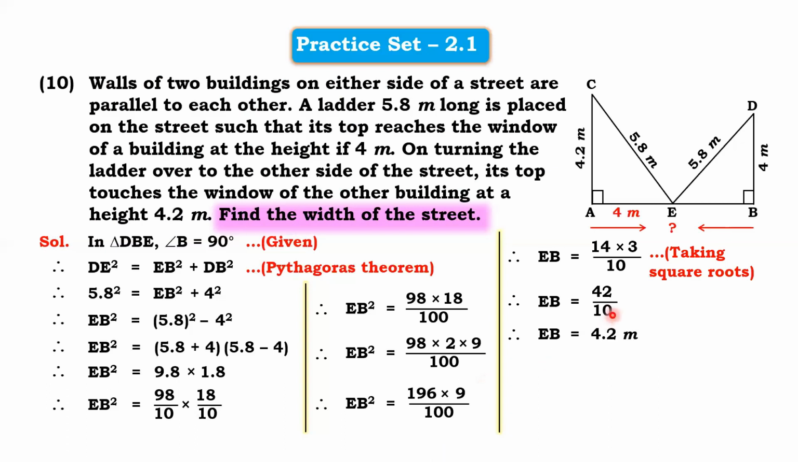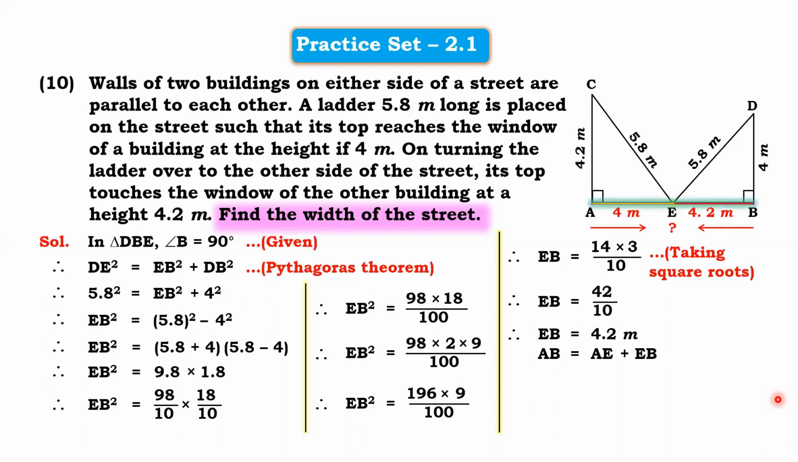If you have to remove one 0, we have to take the decimal one place ahead. So 4.2 meters. So now we have got the value for EB. But students, what is the question? The question says, if you see the last part, find the width of the street. And street is nothing but AB. So we have to find out the value for AB. Now if you clearly see the figure, AB is divided into two parts, AE and EB. So if you add both, you will get AB. So we can say AB is equal to AE plus EB.